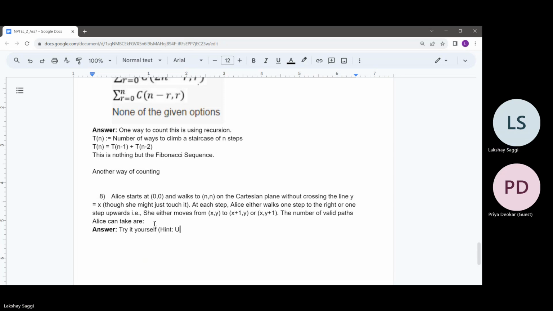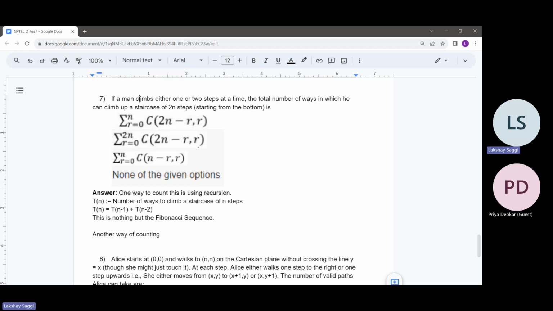Int is use Catalan numbers. So yeah, for the eighth question, I'll again say write it yourself. Let's just make this seventh question the last question for the day.